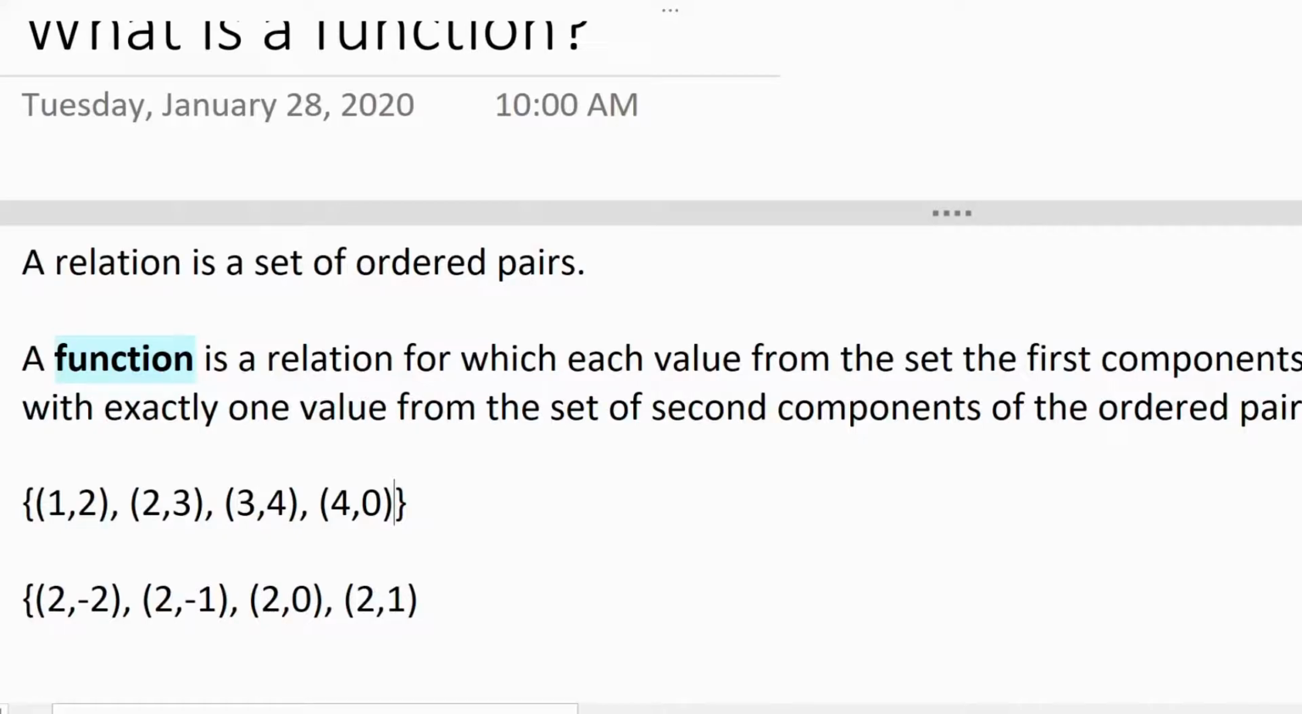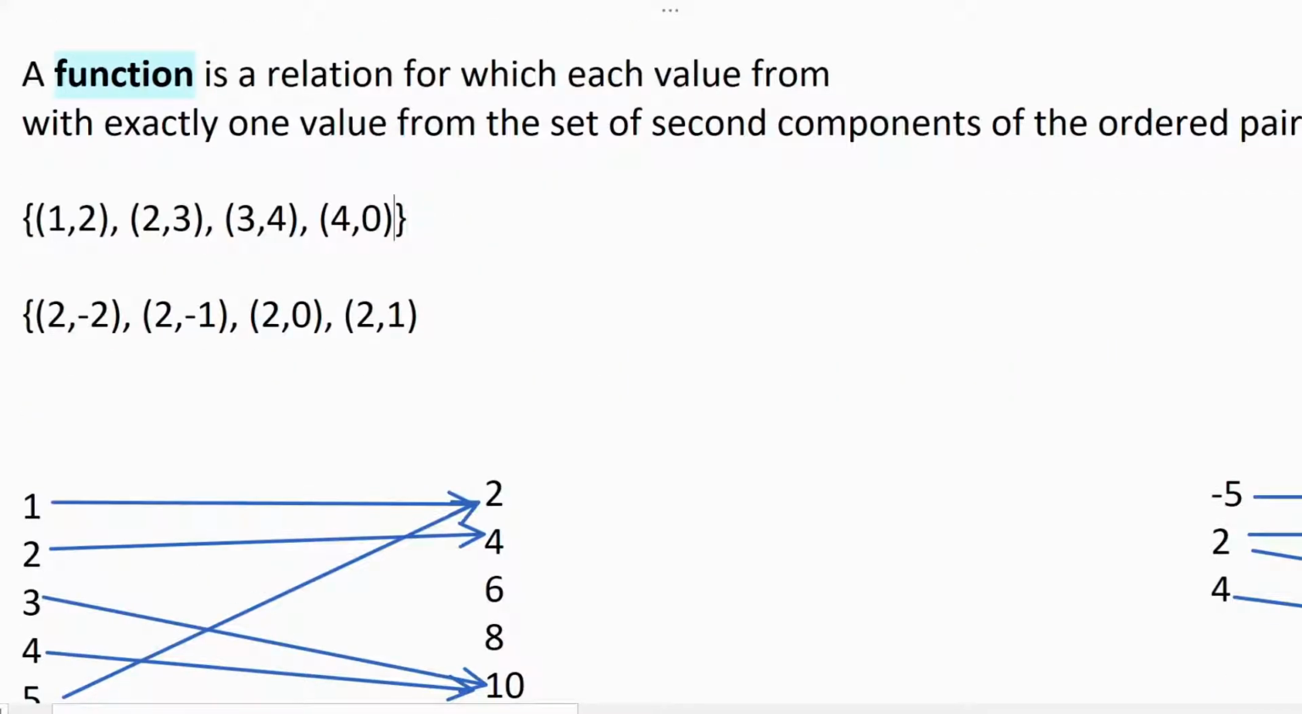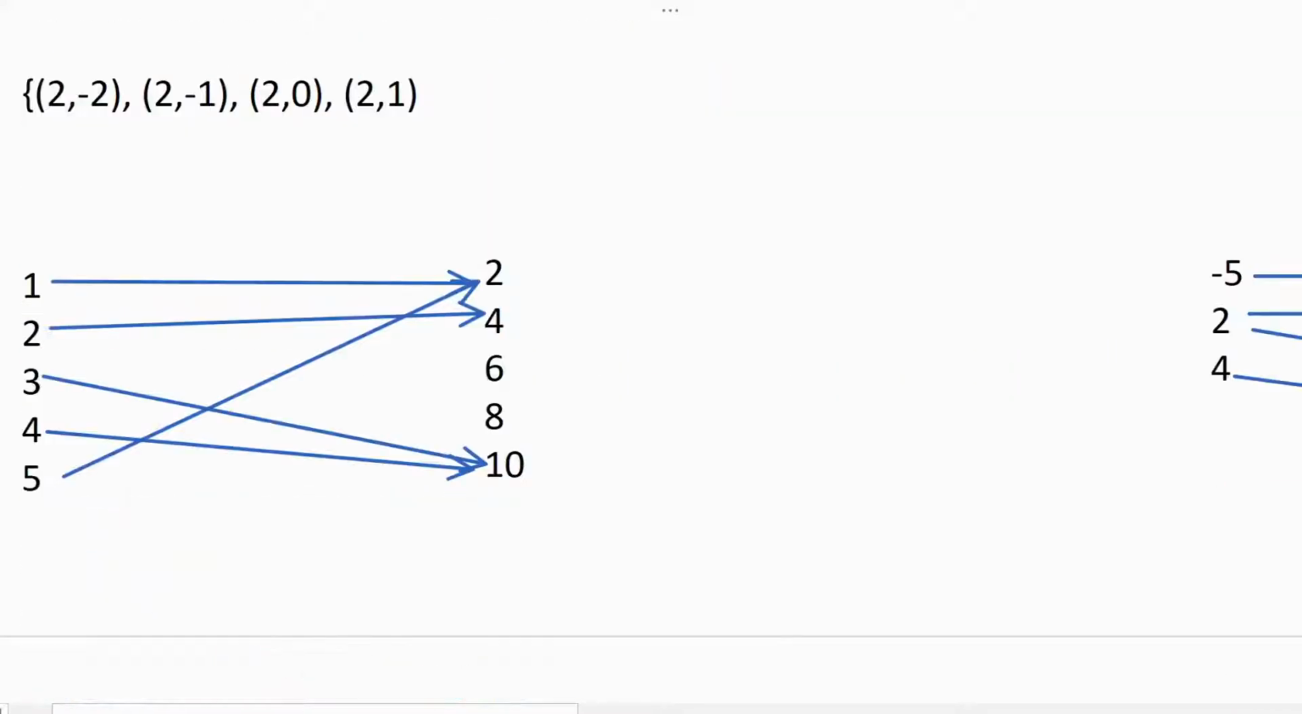So if we want to visualize this, we can see here, we've got this diagram. In this case, this is a function because each thing only goes to one value. So 1 goes to 2, 2 goes to 4, 3 goes to 10, 4 goes to 10, 5 goes to 2. So as you can see here, two values can go to the same value, but you can't have two values for the first value on the left.